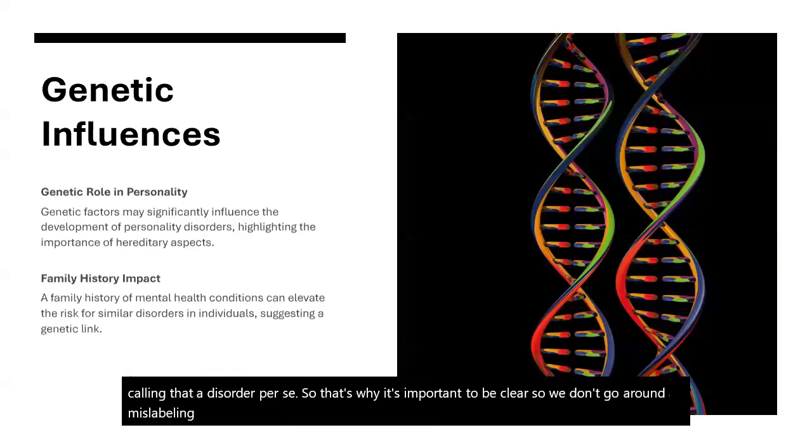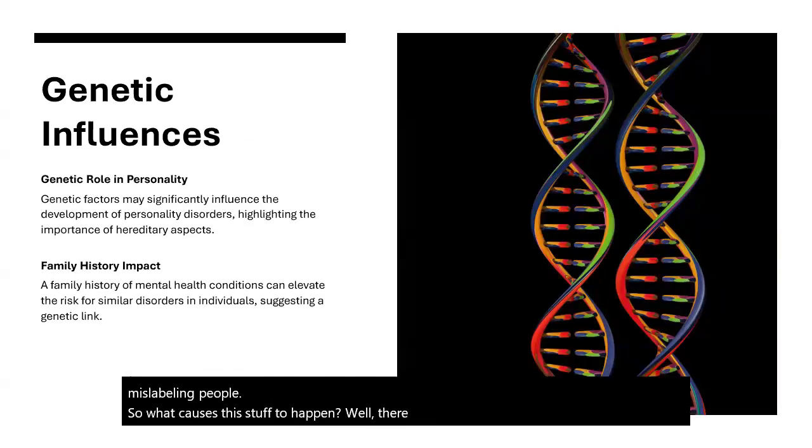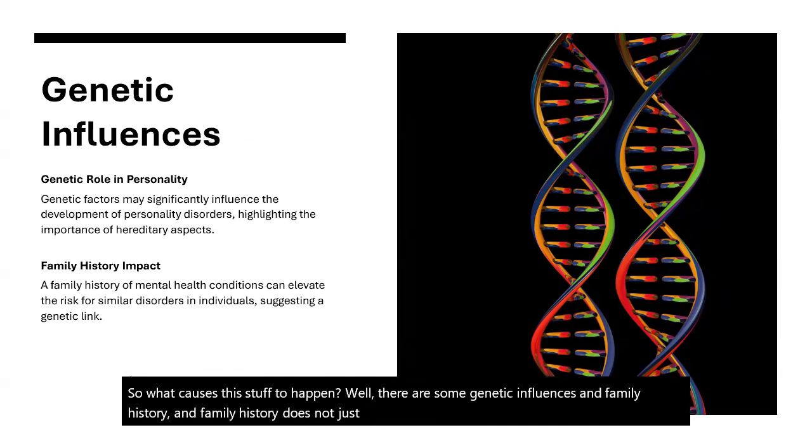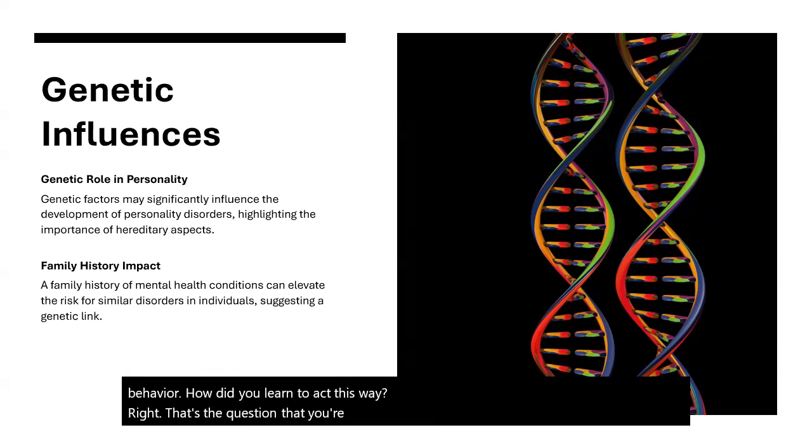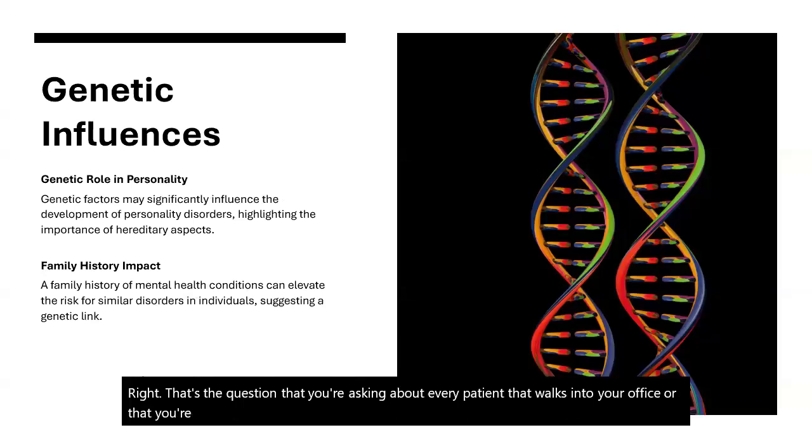So what causes this stuff to happen? Well, there are some genetic influences and family history. And family history does not just mean genetic. The family history can just mean learned behavior. How did you learn to act this way? Right? That's the question that you're asking about every patient that walks into your office or that you're seeing. Why are you acting this way? How did it come to be this way that you think this is an acceptable way to act? Where did you learn this?